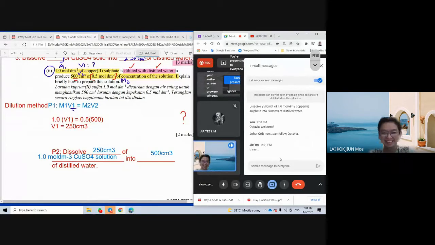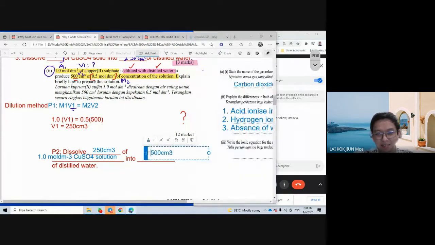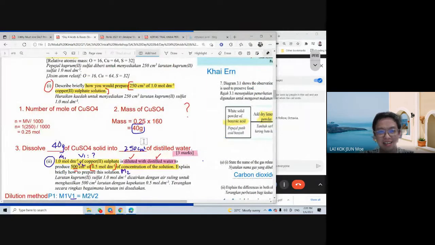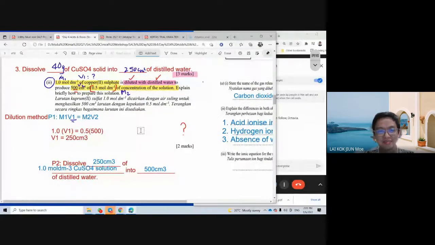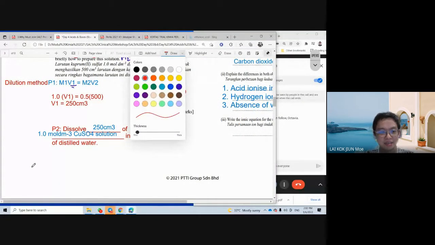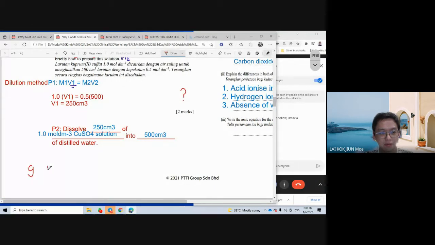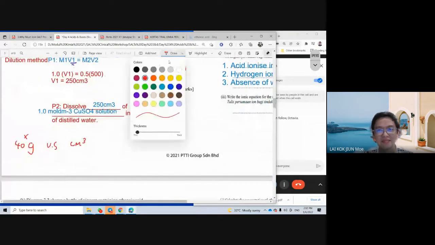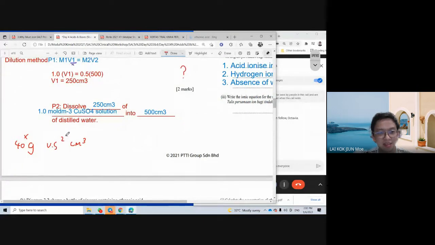Okay, sorry, I made you confused already. I apologize. Just now the situation is different. Just now is gram versus cm³, so totally different. So when you see the unit is different, be careful. Gram versus cm³, different thing. So the 40 gram, they never count inside. So we still use 250. Can you accept my explanation like this? This is 250, right?